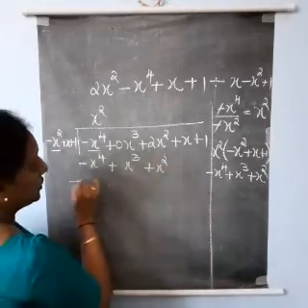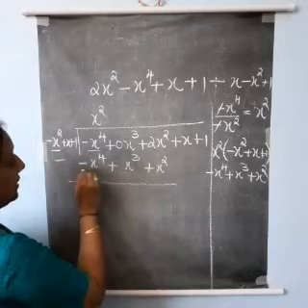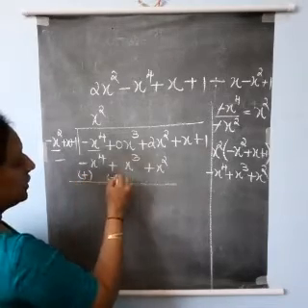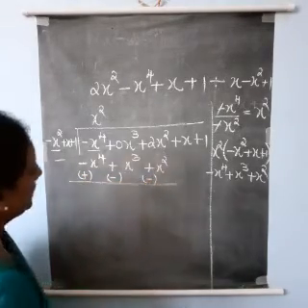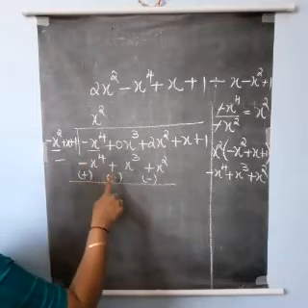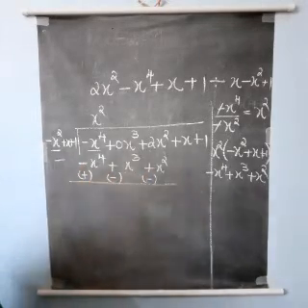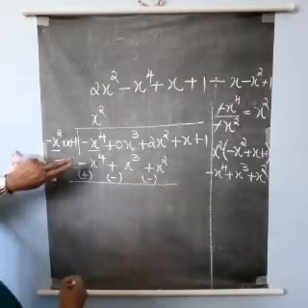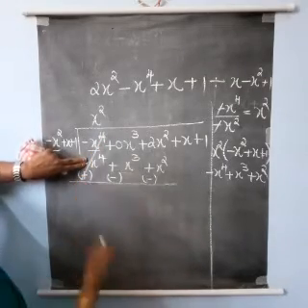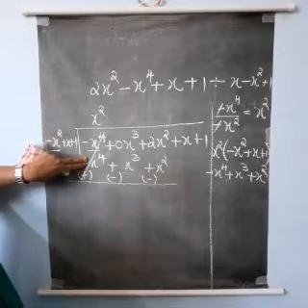Now what should I do? I should subtract. When I am subtracting, I should change the sign. So when you change the sign, minus will become plus, plus will become minus, plus will become minus. Okay. Now looking at the new signs, when you subtract, this will cancel out.